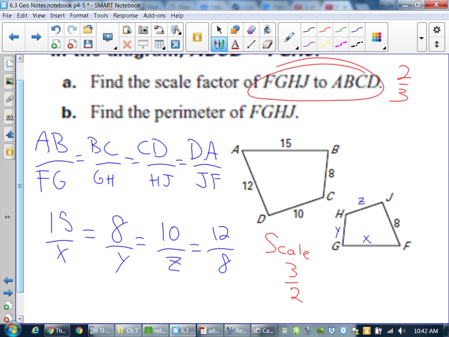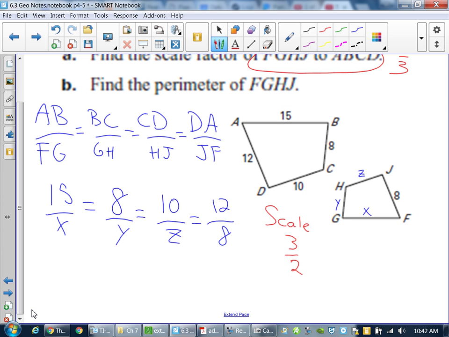The next one says, find the perimeter of the small figure. Well, I can do this one of two ways. We know what the scale factor is, this 3/2. I can set it equal to each one of these three, and then add them all up. Or remember, if the scale factor for the sides is the same as for the perimeter, why not just figure out what the perimeter is for this, and then you can figure out what the perimeter is for this one.